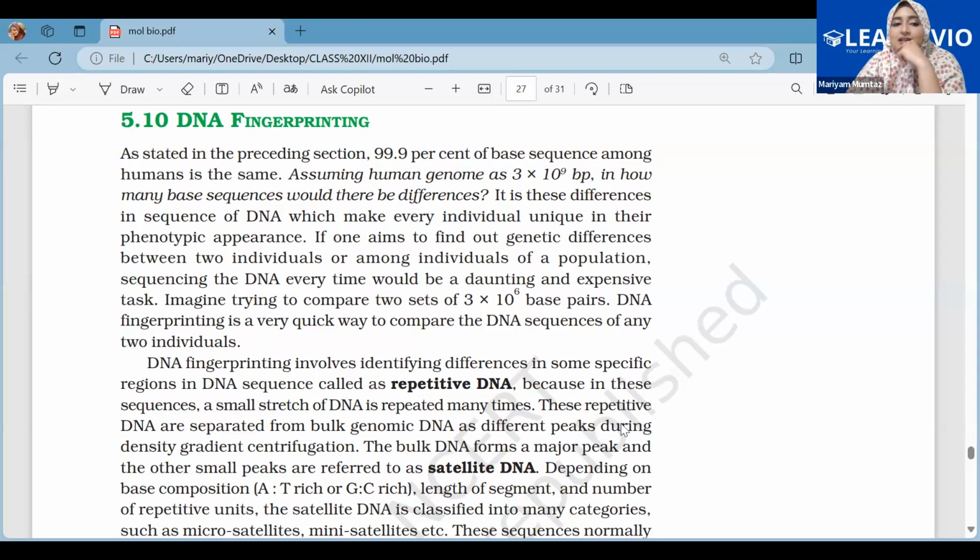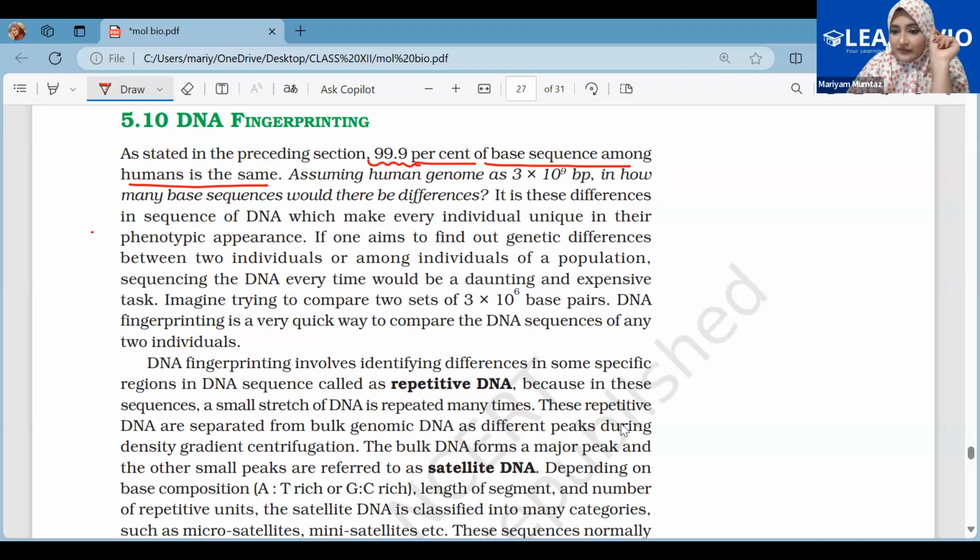So as stated in the preceding section, while we were talking about the human genome project, 99.9% of base sequence among humans is the same. All of us have the same base sequence, but only that 0.1% makes us different from each one. Now, assuming human genome as 3 into 10 to the power 9 base pairs, in how many base sequences would there be differences? You can do the math.